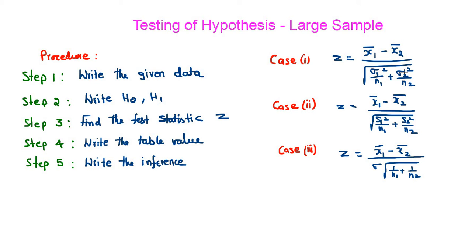Instead of sigma 1 and sigma 2, if we know S1, S2, that is the two sample standard deviations or variances, then we will use this formula, case 2. If we have only one population variance or standard deviation sigma, then we will use this formula, case 3. Then step 4, write the table value, and the last step, write the inference.